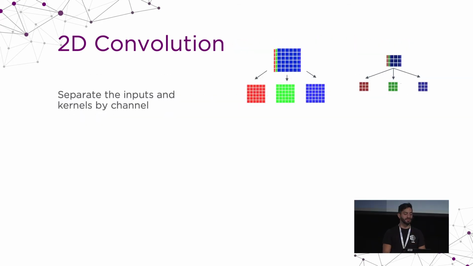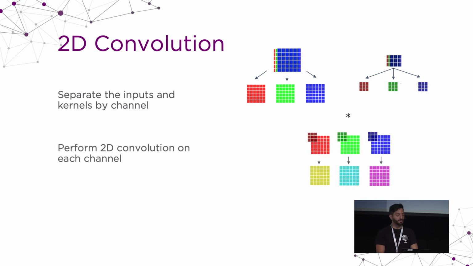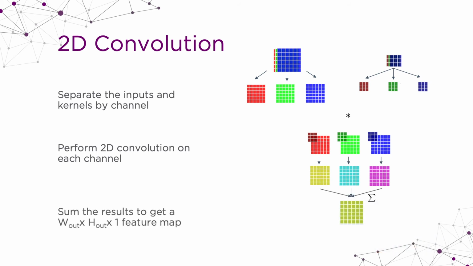So let's break this down into details. The first thing that we want to do is separate the inputs and our kernels by channel. So we have our RGB image, and we separate the 3 of them. We do the same thing with our kernel. We declare our kernel, and then we separate it into R, G, and B. So we have a kernel associated to the red channel, a kernel associated to the green channel, and a kernel associated to the blue channel. We then perform our 2D convolution on each channel. These are the convolutions that we've seen up until now, the same examples that we saw before. And we have 3 feature maps that are created. Then we sum the results to get our W out by H out by 1 feature map.